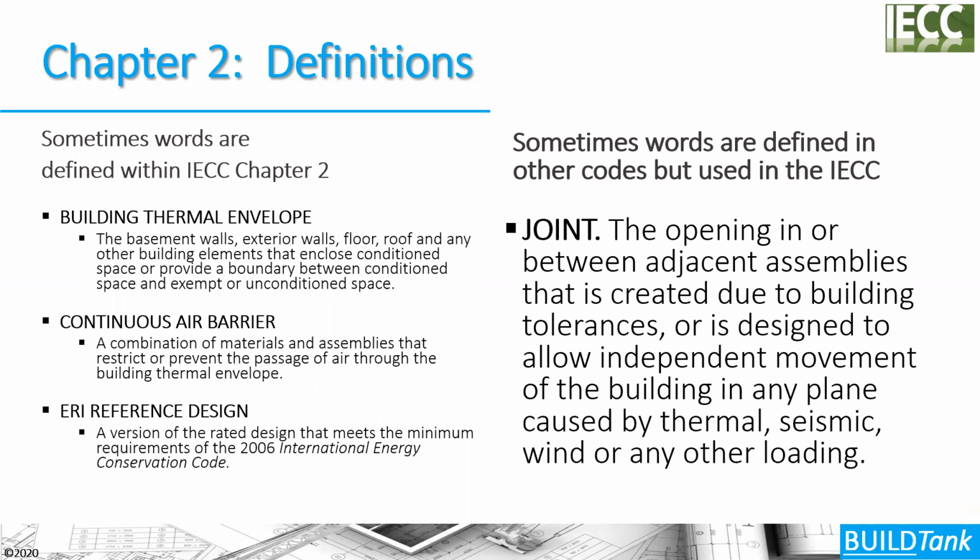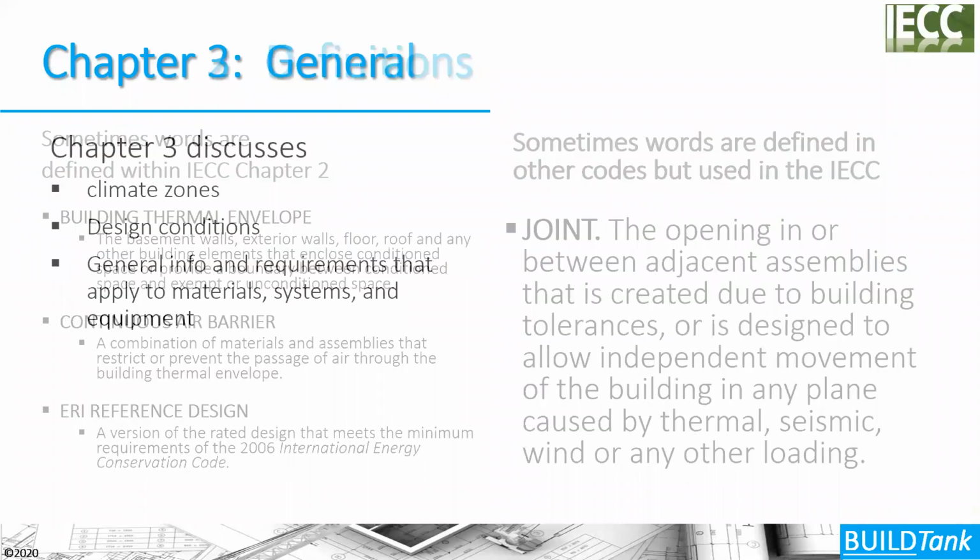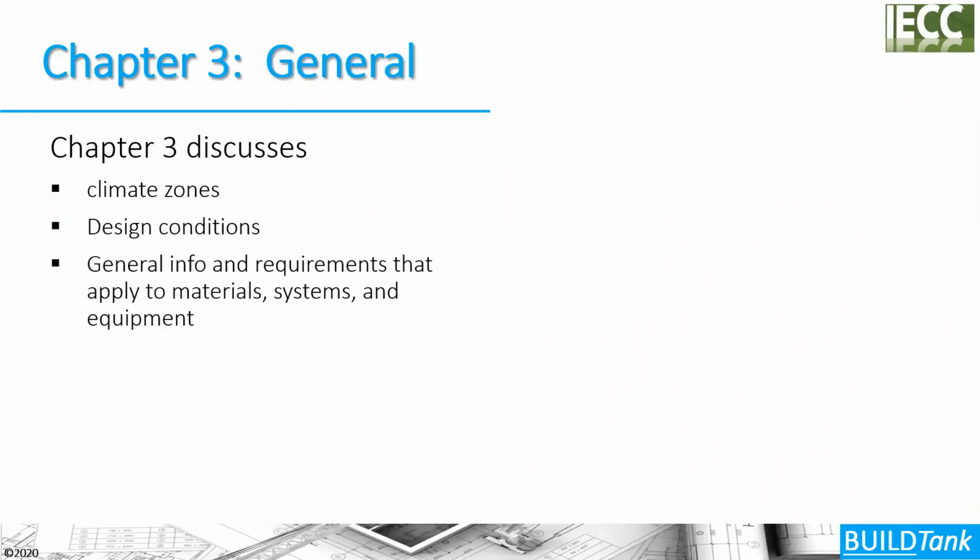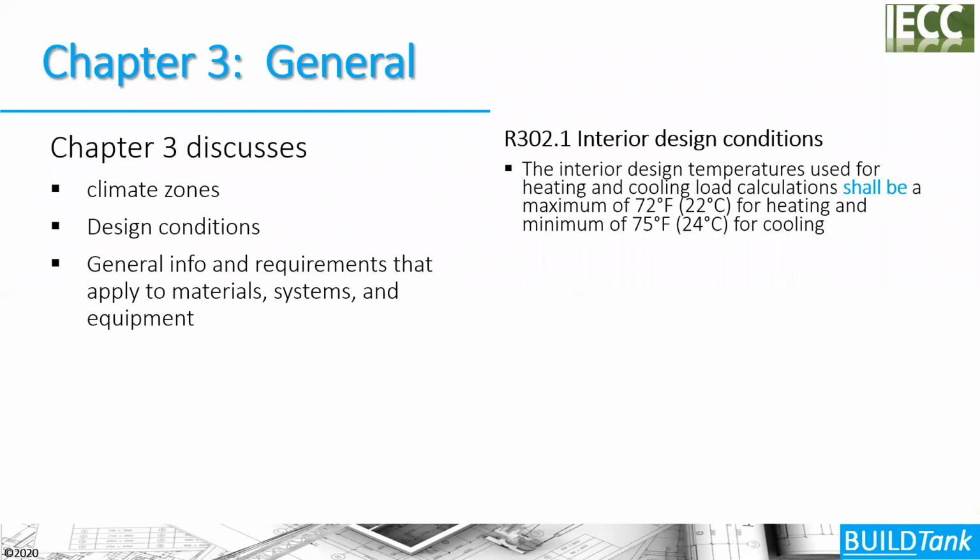Anything that's a defined term, I believe, is italicized in the code. So you can go to the definition section to figure out what exactly they're talking about if you don't know here. Chapter 3 is looking at climate zones and design conditions and some other general information.